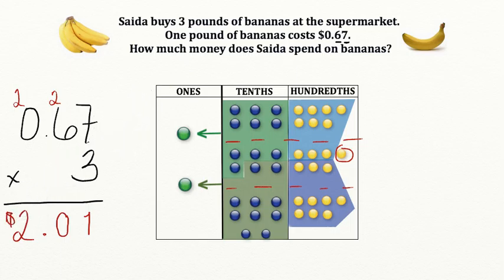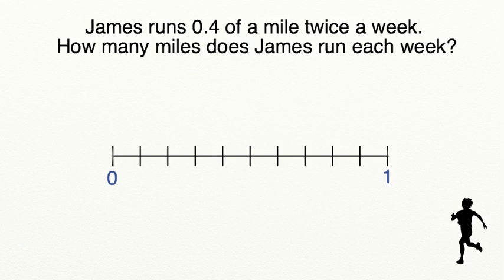Let's go ahead and try one more word problem together. James runs 4/10 of a mile twice a week. How many miles does James run each week? Well, we know if he runs 4/10 of a mile each time he goes out, and he runs twice a week, we can go ahead and set up our equation.